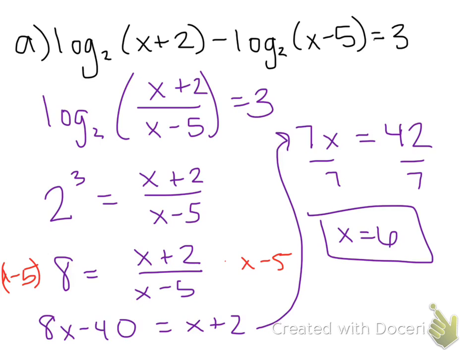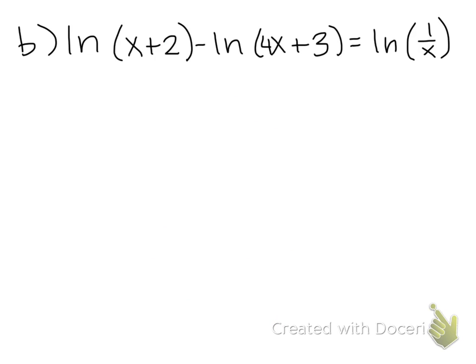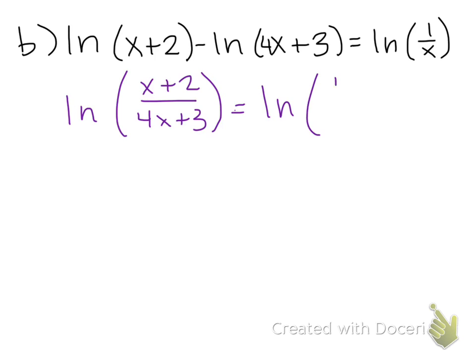Now, letter B is a little different. So letter B, I have two logs on one side. I need to condense it, but then I have a log on the other side. So let's work with the left side first. When I condense it, I get the quantity of x plus 2 over 4x plus 3, and it's equal to the natural log of 1 over x.